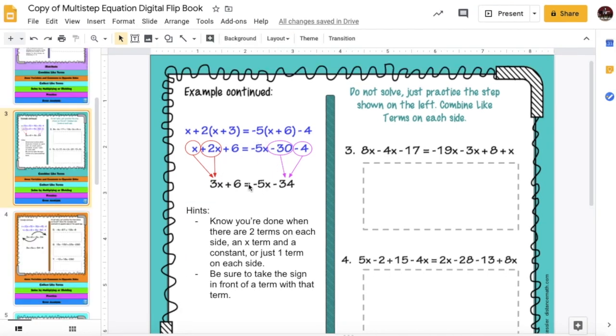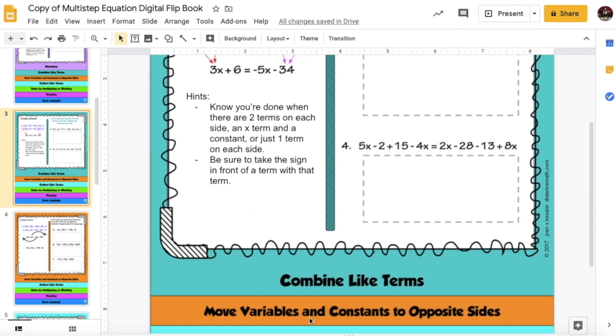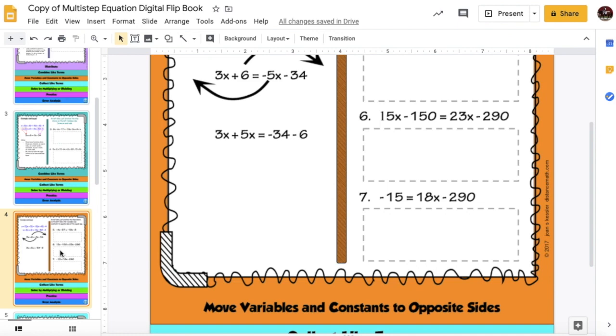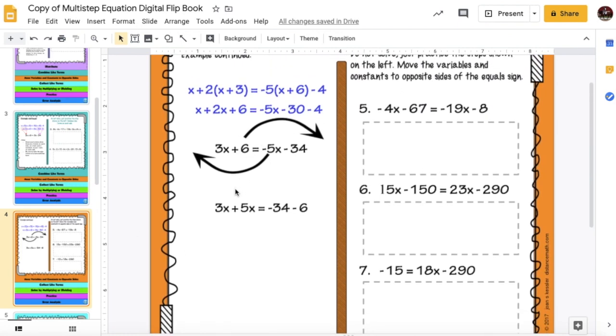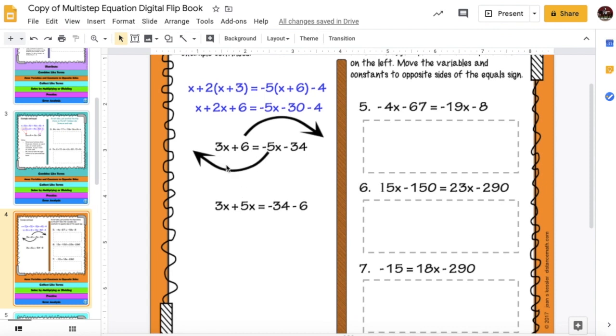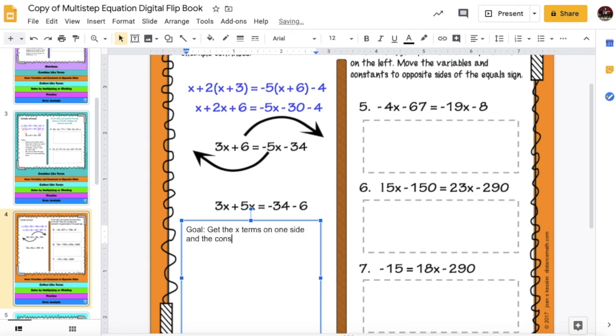Once we're done distributing and combining like terms, the next step is to move variables and constants to opposite sides. So now we start to move things around. What we do is we do the opposite to move things to the other side. So our goal is to get the x terms on one side and the constants on the other. Doesn't matter which side is which, we can do it either way.